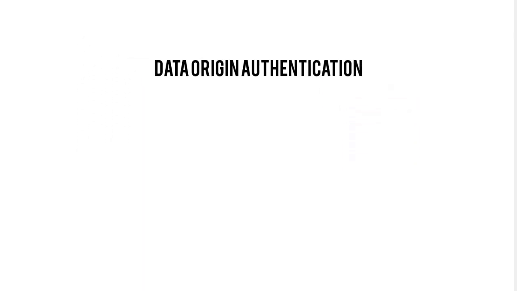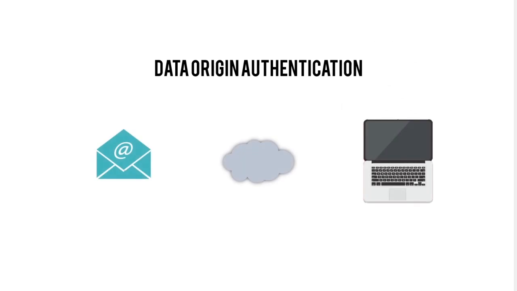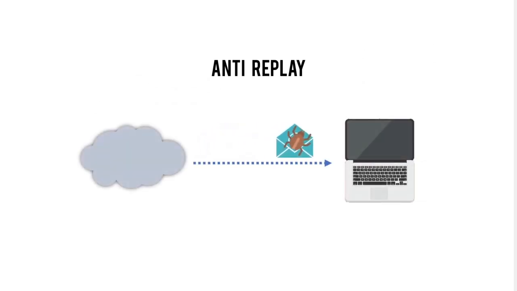Data origin authentication. The receiver can authenticate the origin of the transmitted IPSEC packet. Anti-replay. The receiver can detect and reject the packet that has been hacked.